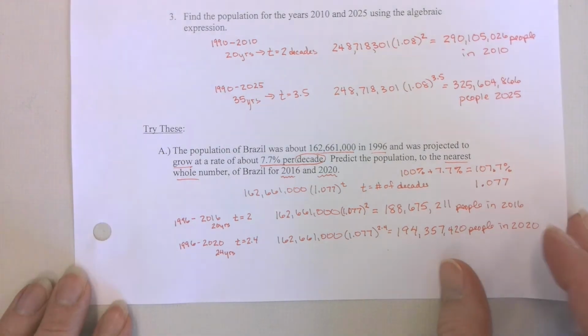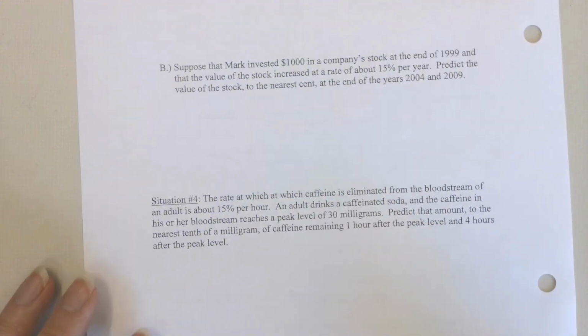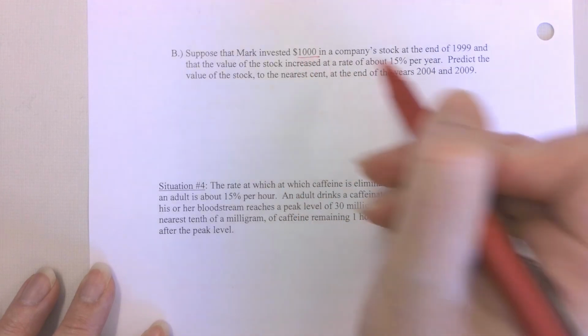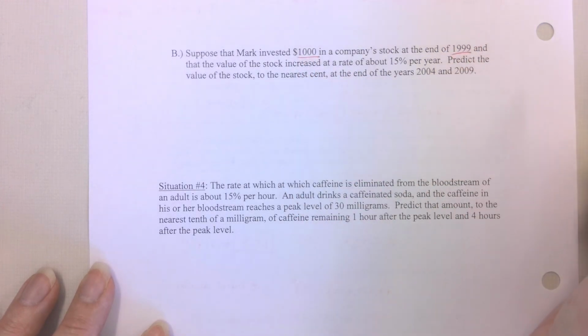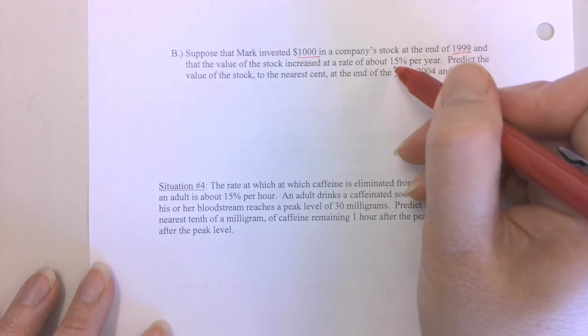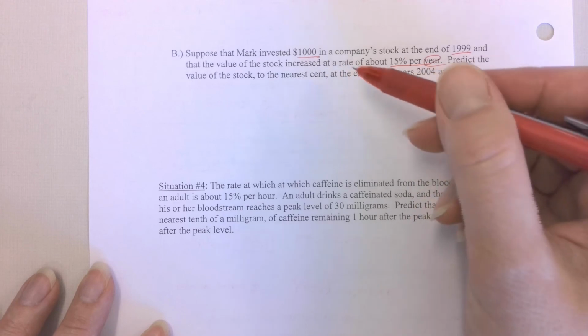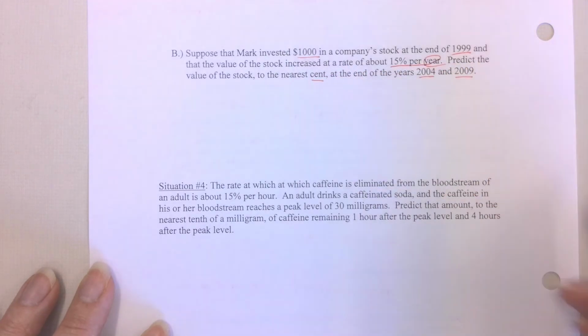All right, we're going to go ahead and continue practicing some problems. This time we're talking about a stock market or a stock company. So we have someone who's investing $1,000, that's the initial amount, and it's at the end of 1999. The value of the stock increased at a rate of 15% per year. We want to predict the stock to the nearest cent at the end of the year 2004 and 2009.